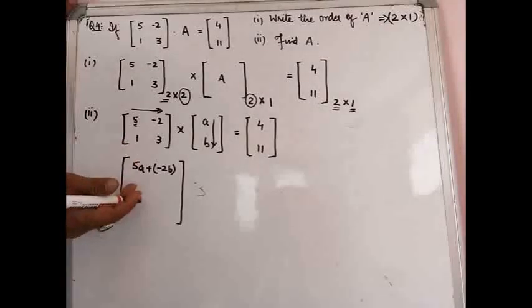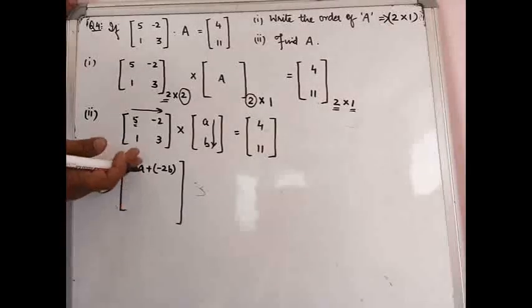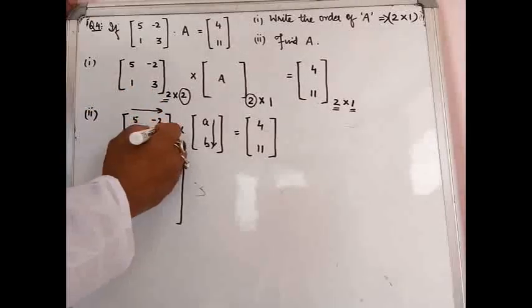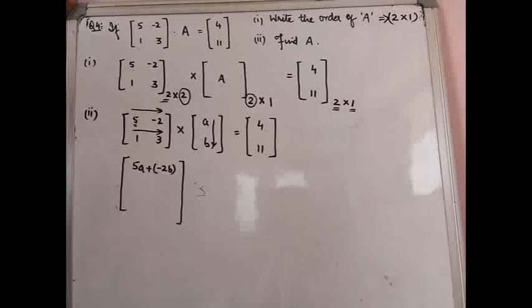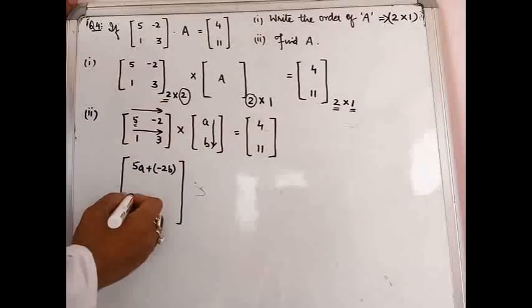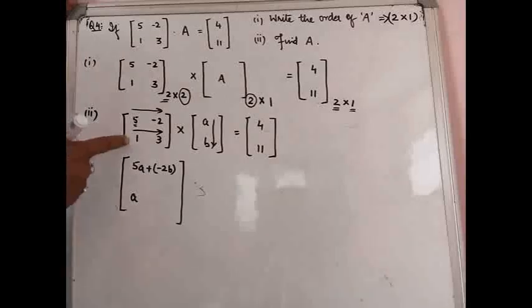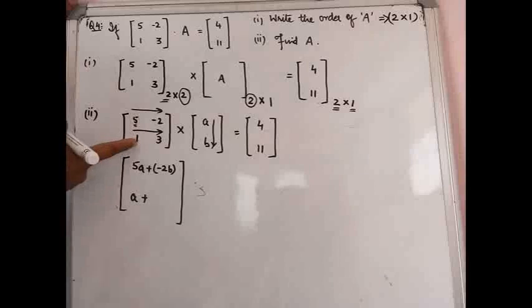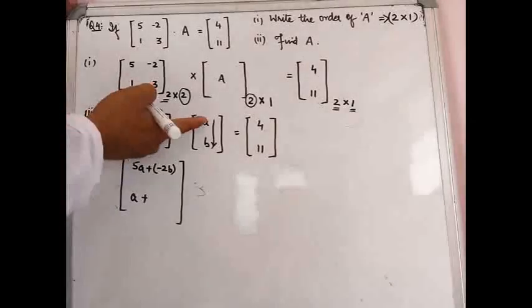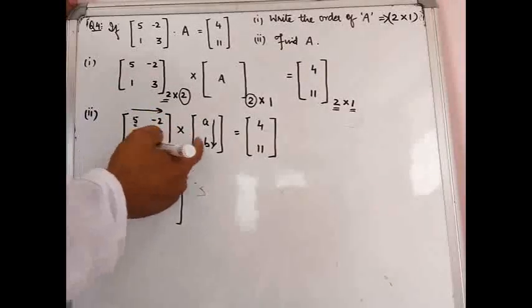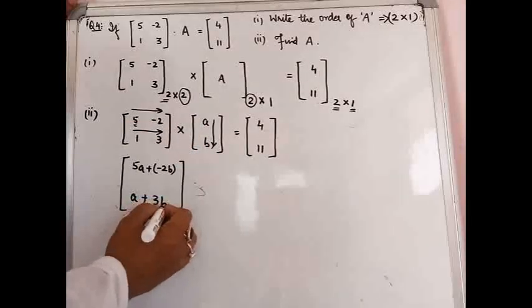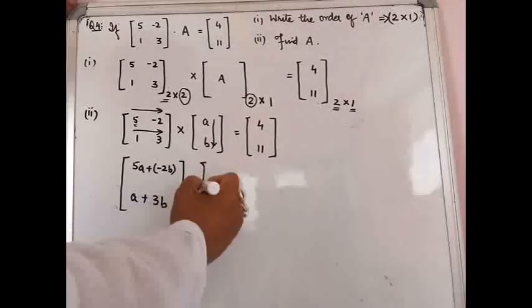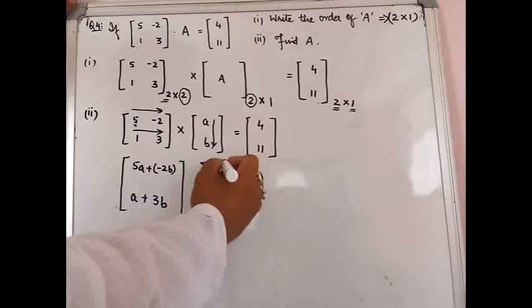Now coming to the second row, since you are coming down to the second row of the resultant matrix, you have to come down to the second row of the first matrix also. So 1 into A is going to give you A only. Now what is the next entry in the second row? 3. What is the next entry in this first column? B. So 3 into B is going to give you 3B. That is the only thing that you have on the left side. So equal to, we have 4 and 11 on the right hand side.